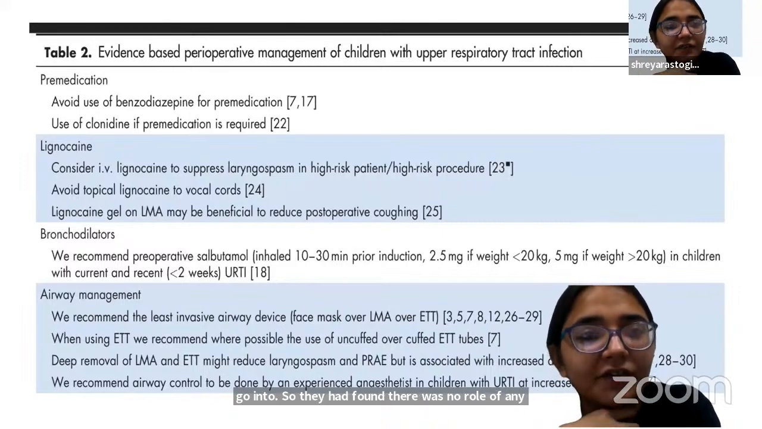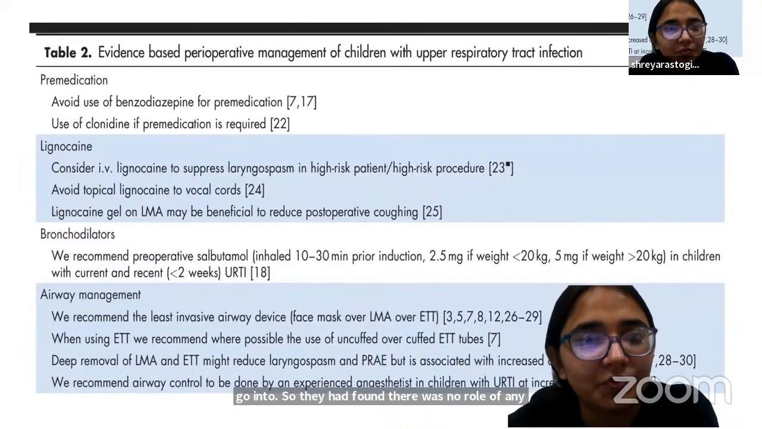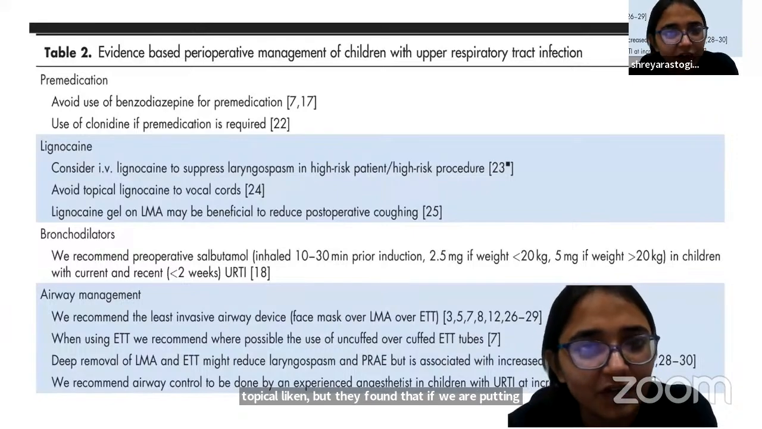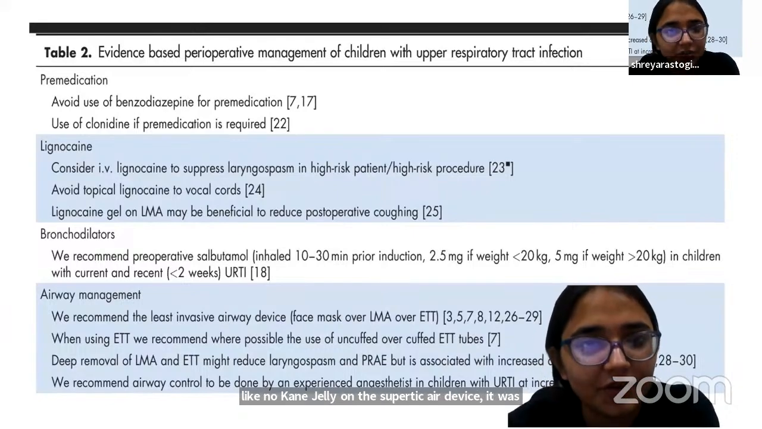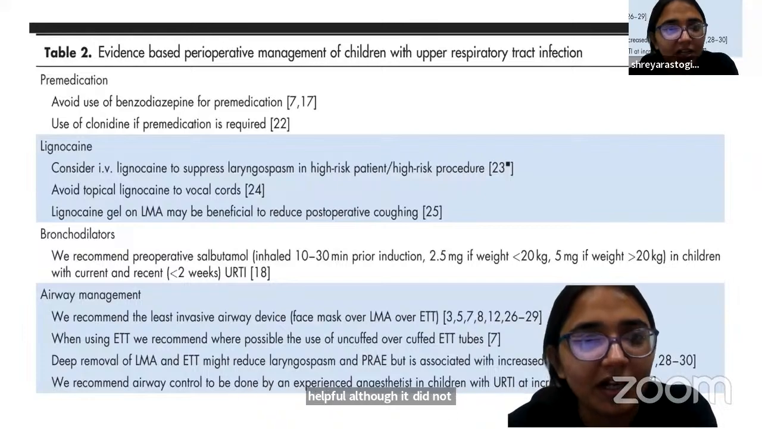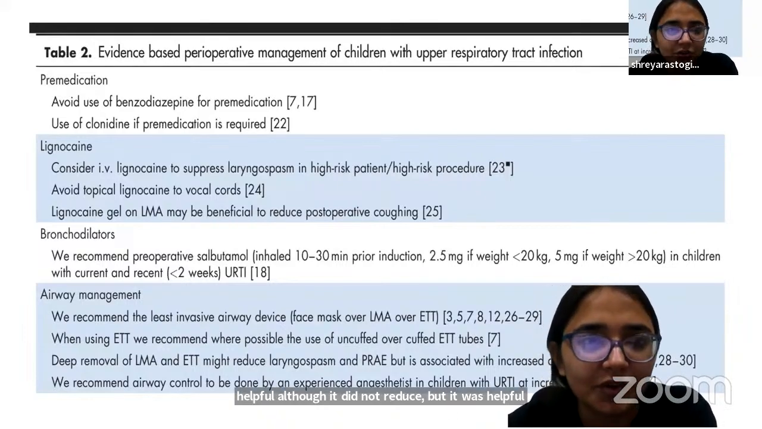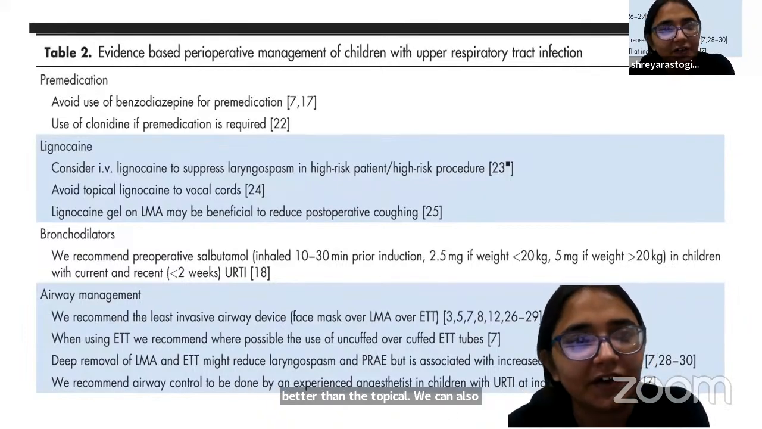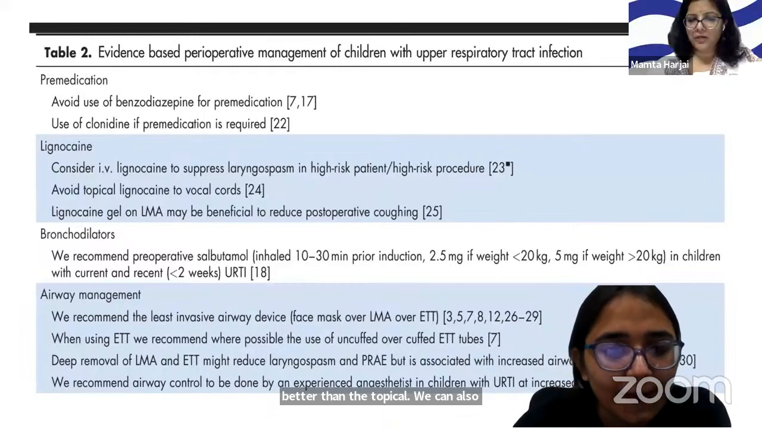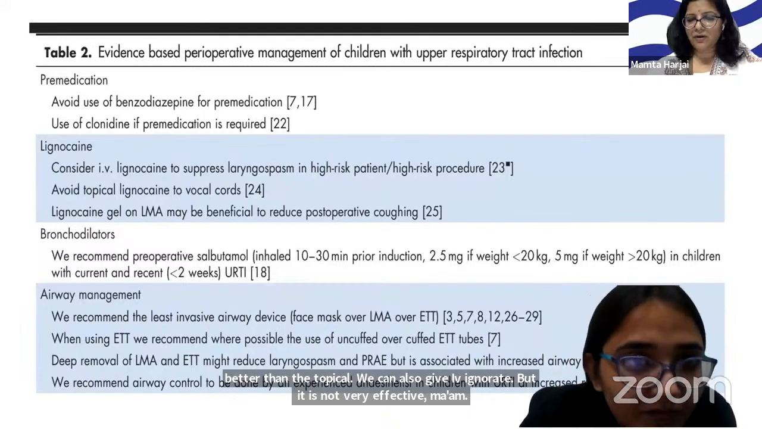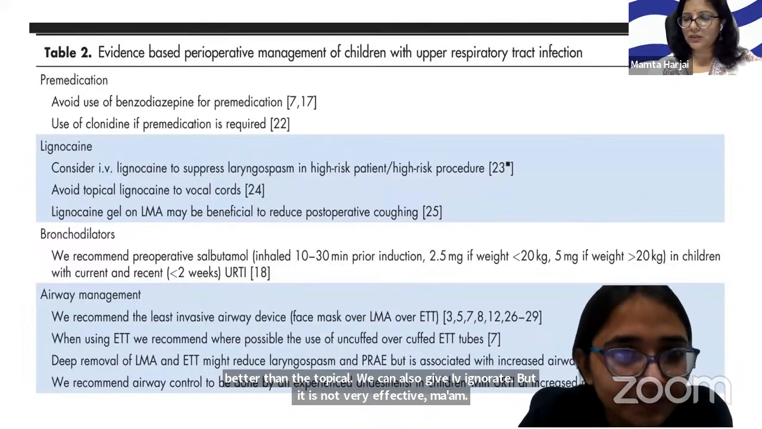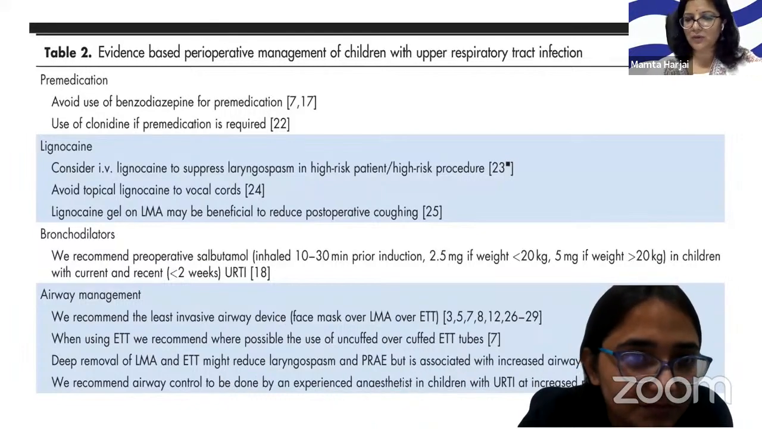But they found that if we put lignocaine jelly on the supraglottic airway device, it was helpful. Although it did not reduce laryngospasm, it was helpful, better than the topical. We can also give IV lignocaine, but it is not very effective, ma'am. So according to you, the best recommended technique in the preoperative period is salbutamol, which can be given either through the spacer or we can also nebulize the patient.